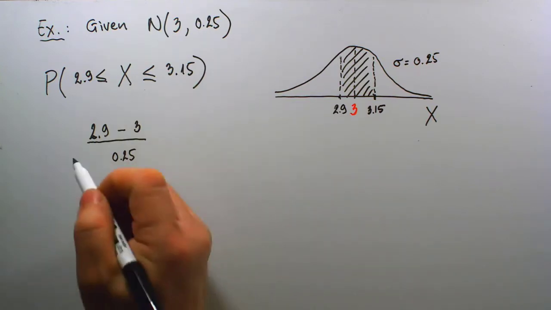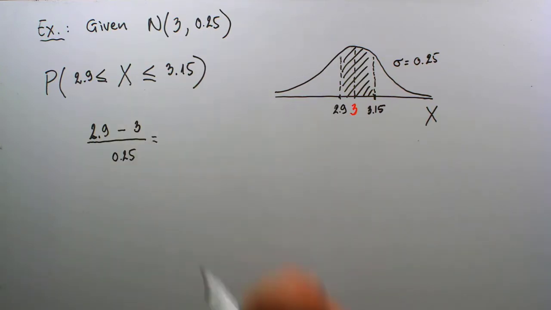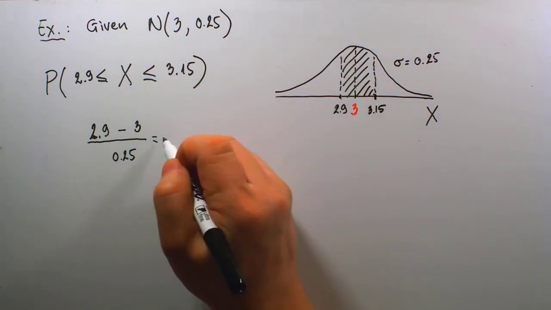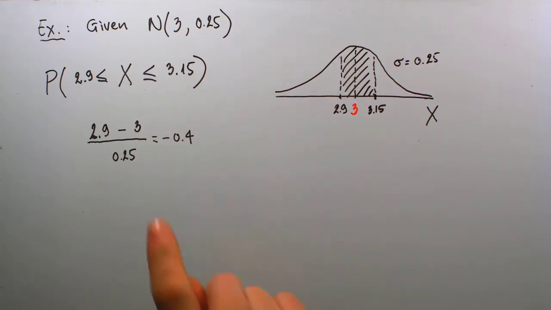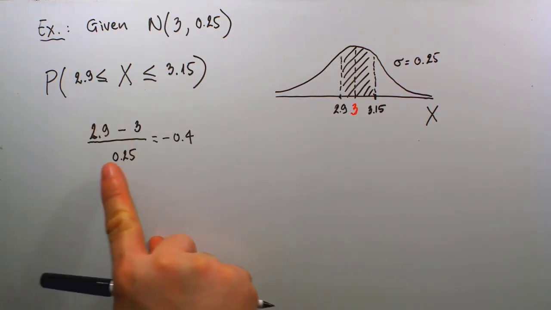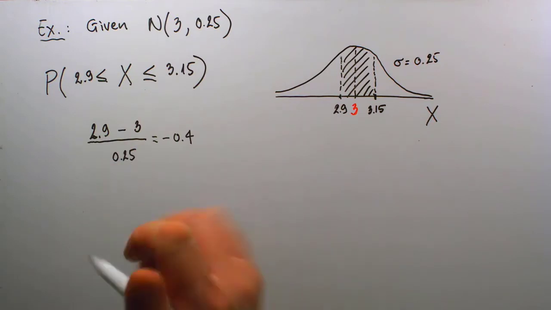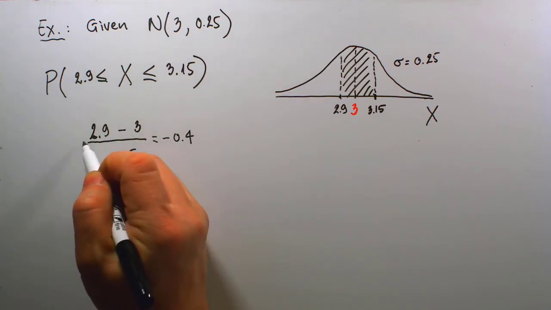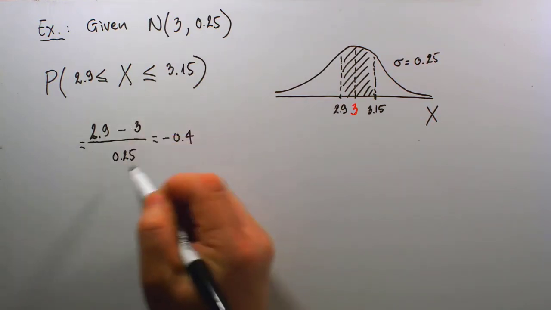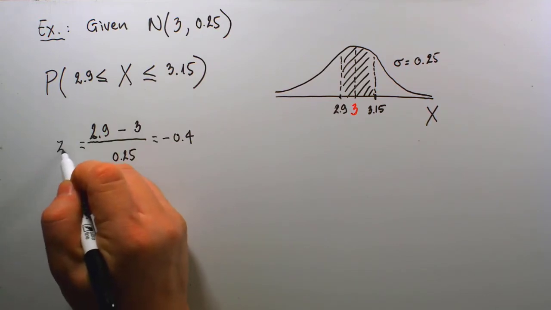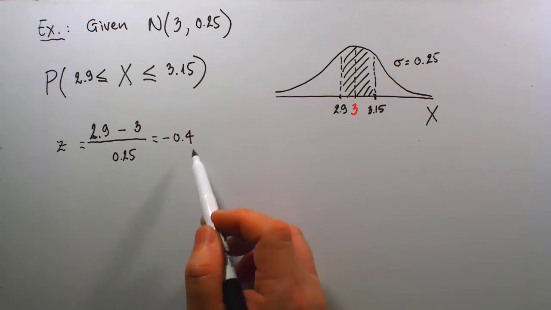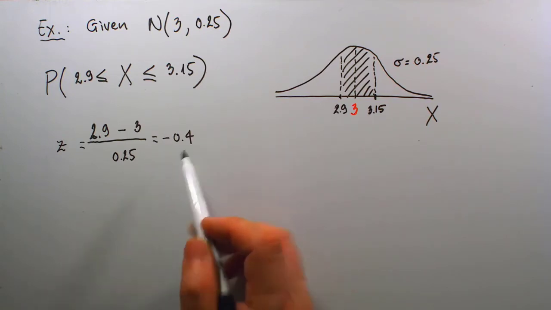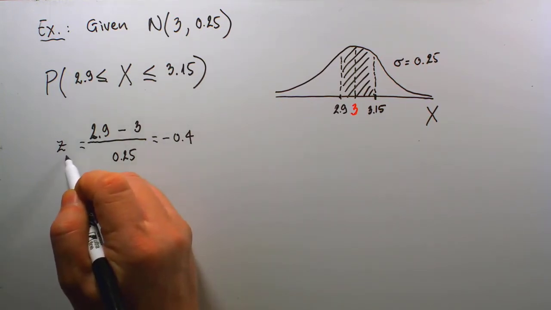The calculation comes out to be negative 0.4. And as I'm slowly going through this calculation, anyone viewing the video must now recall that this is the setup to calculate the z-score. And specifically, this calculation landing on negative 0.4 is the z-score for 2.9.